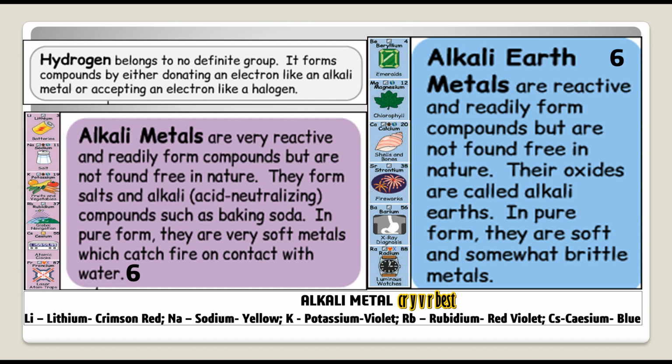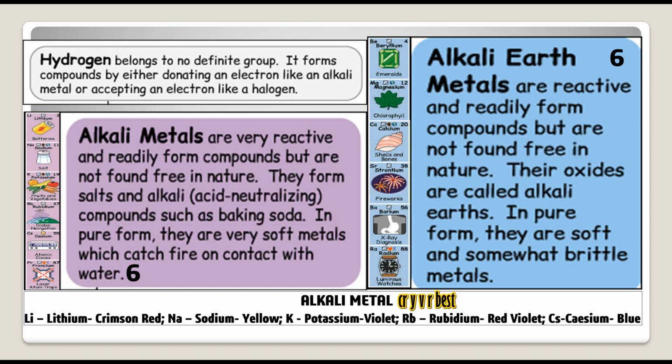Next, what are alkali metals? There are six alkali metals. You need to know them; this is very important, because many reactions involve alkali metals and halogens. You can see here: lithium, sodium, potassium, rubidium, cesium. At least these five, and one more I'd like to mention here. You must know the color of these alkali metals. Lithium is crimson red, sodium yellow, potassium violet, rubidium red violet, and cesium blue in color.